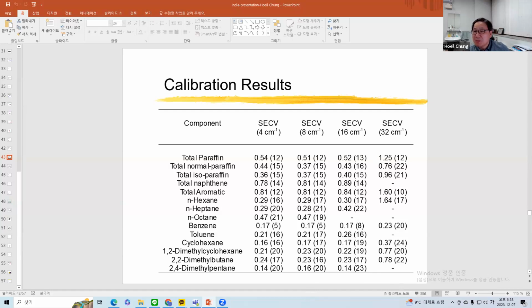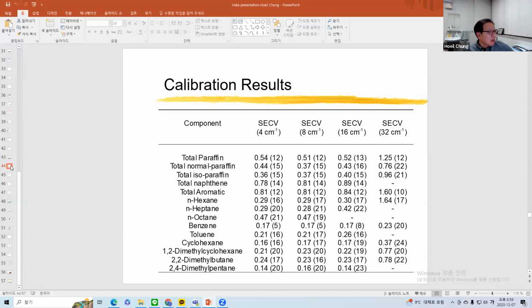It is quite important. You can see we measure the same sample, but at different resolutions. You can see the error is getting higher from 16 or 32 wave number resolution. So that is one thing I just want to focus on.